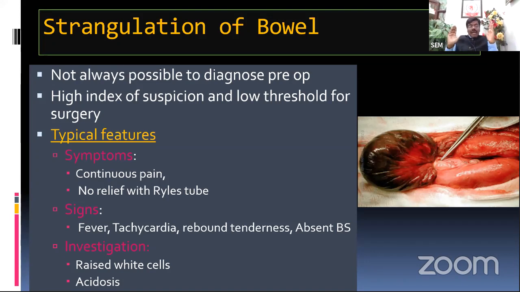Usually up to 10,000 is normal white cell count. 10,000 to 20,000, you see in all sorts of acute abdomen like appendicitis, cholecystitis. But beyond 20, 25,000, only one condition gives rise to this, something like a leukemoid reaction, that is, you have a strangulated or a dead bowel or a superior mesenteric vein or artery thrombosis.